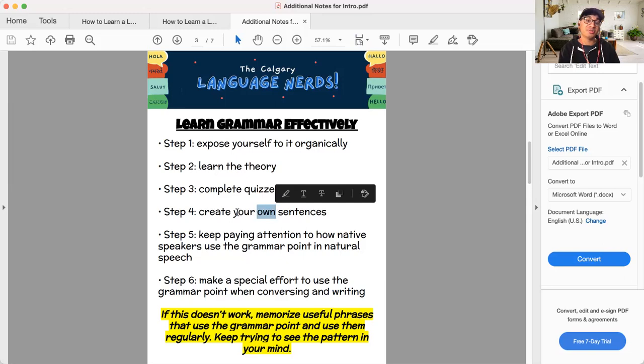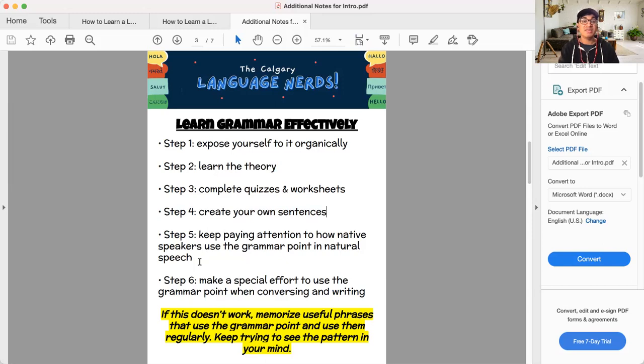Now, step 4, people don't do this. They usually leave it at step 3, which is not enough. Step 4, you've got to create your own sentences. Write your own sentences. Lots and lots and lots that use this grammar point that you have now tried to learn. Write some sentences, get them corrected, make sure you're doing it properly.